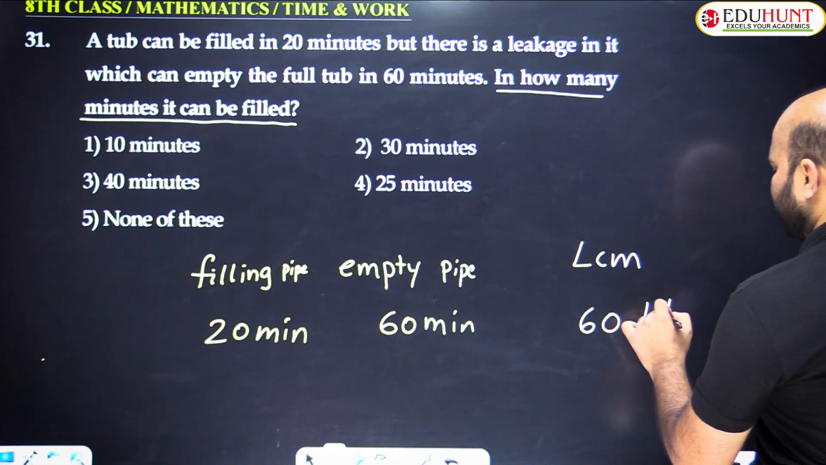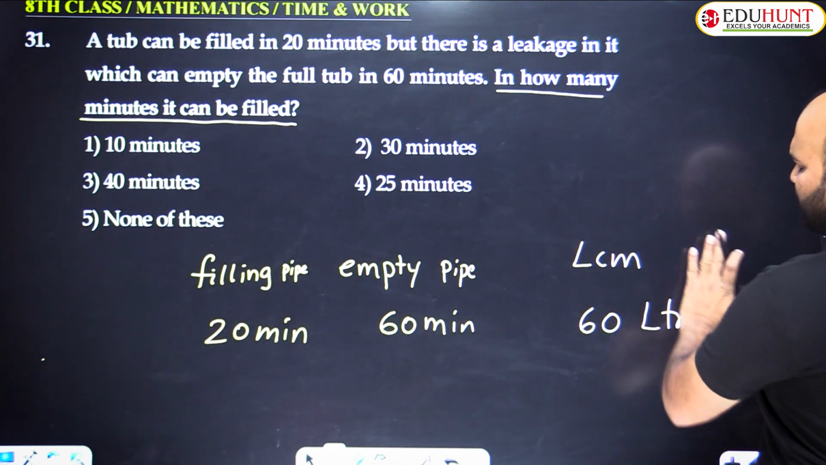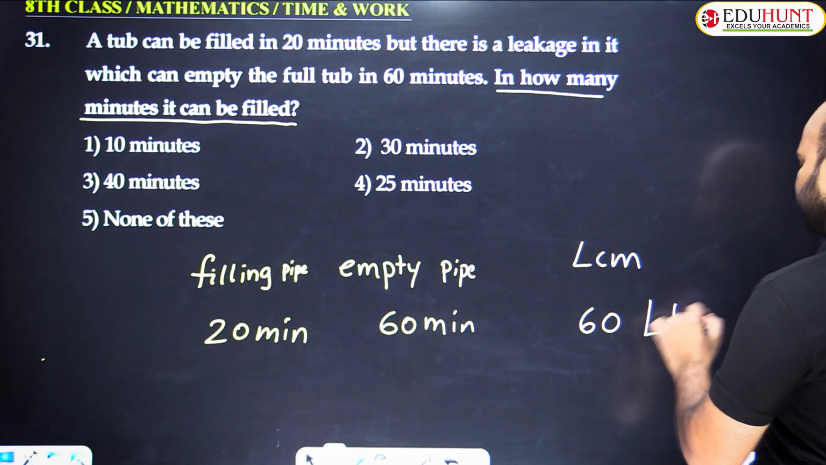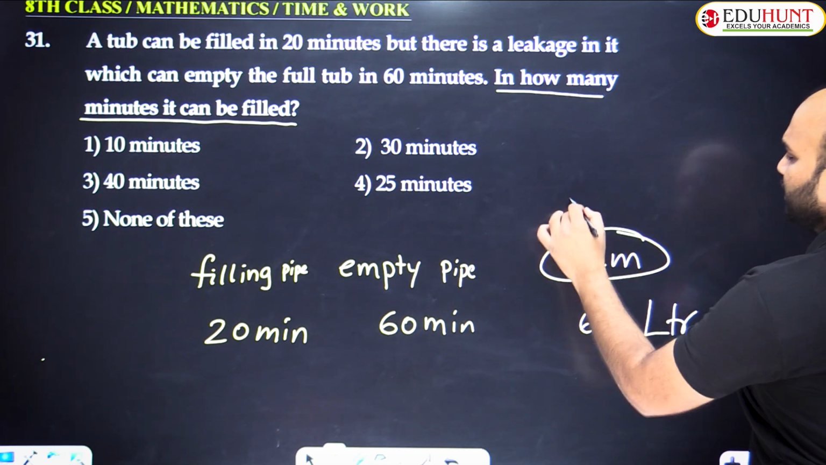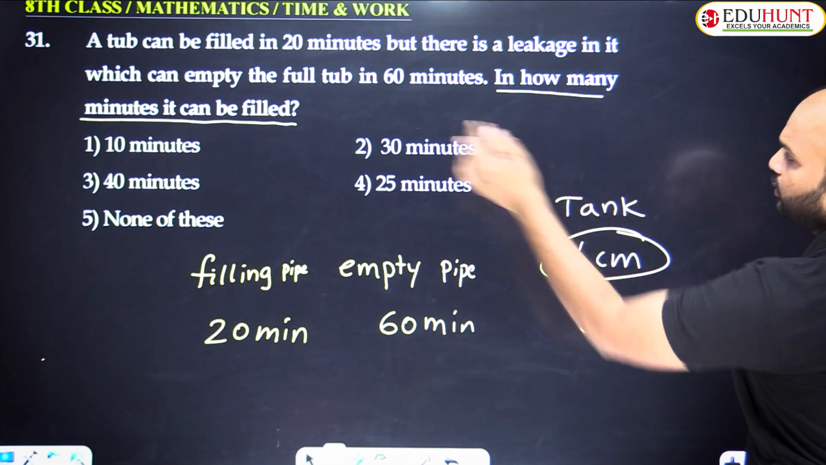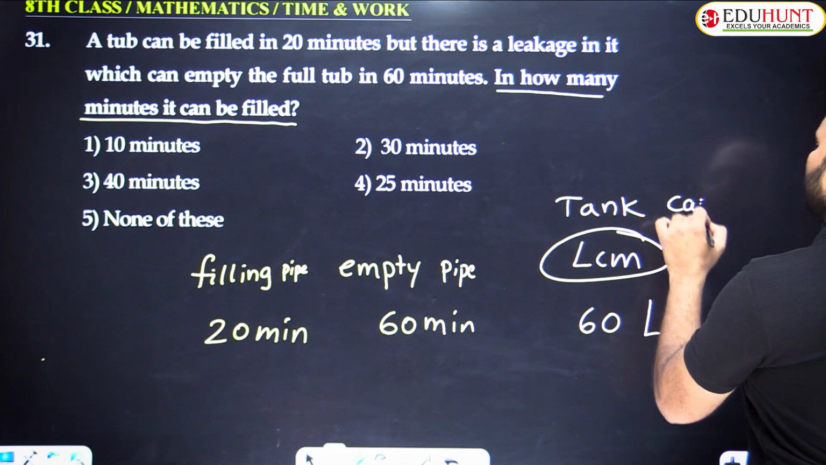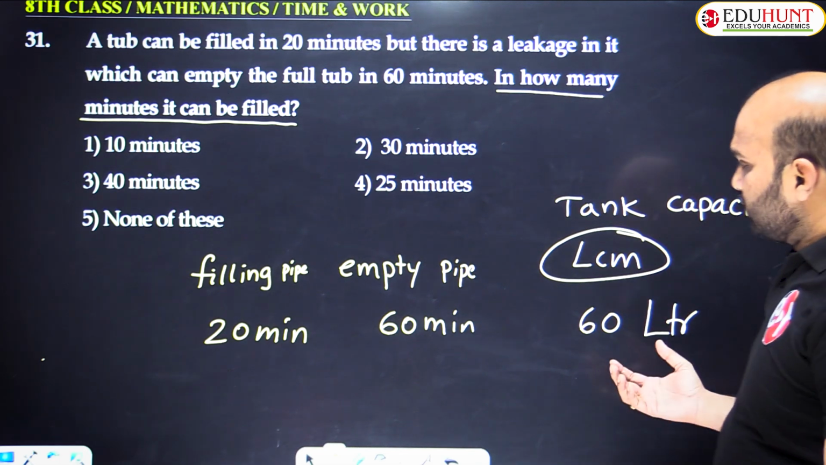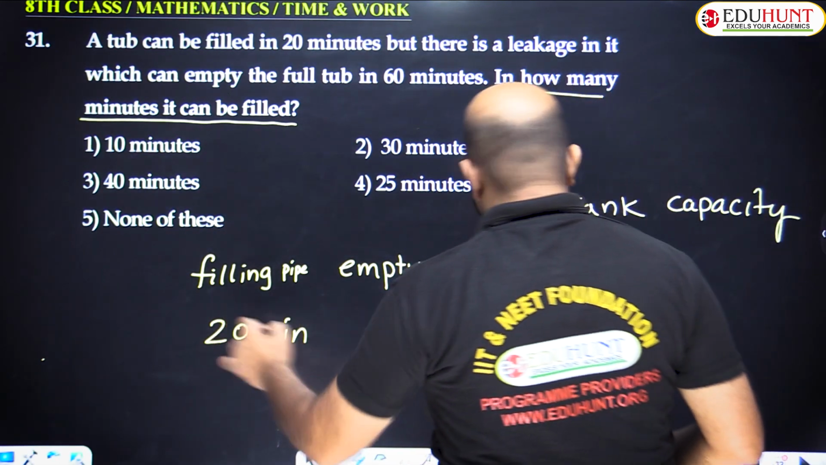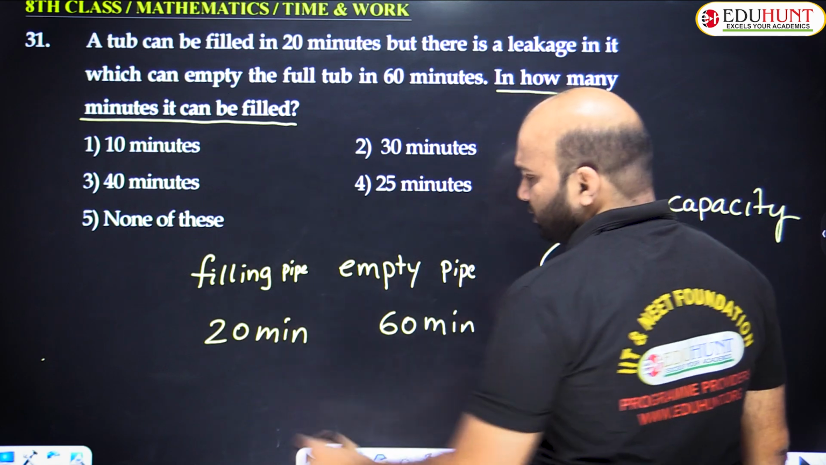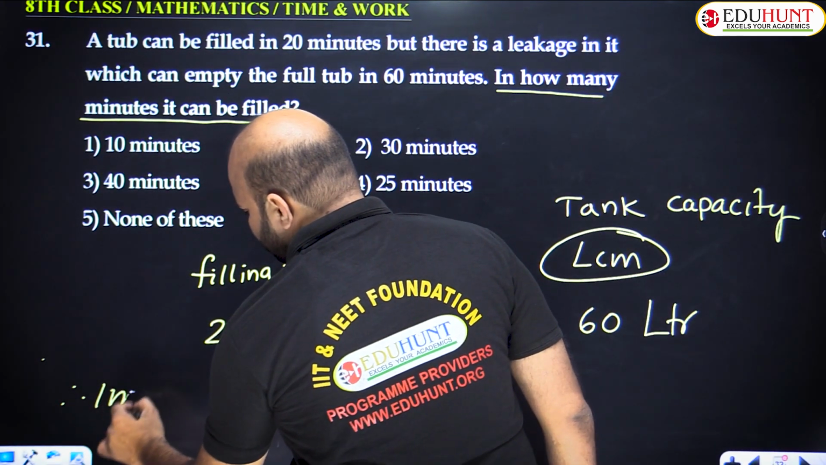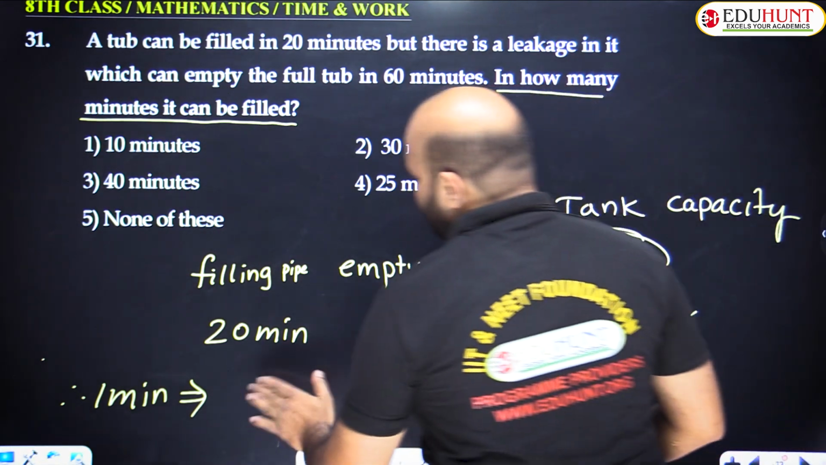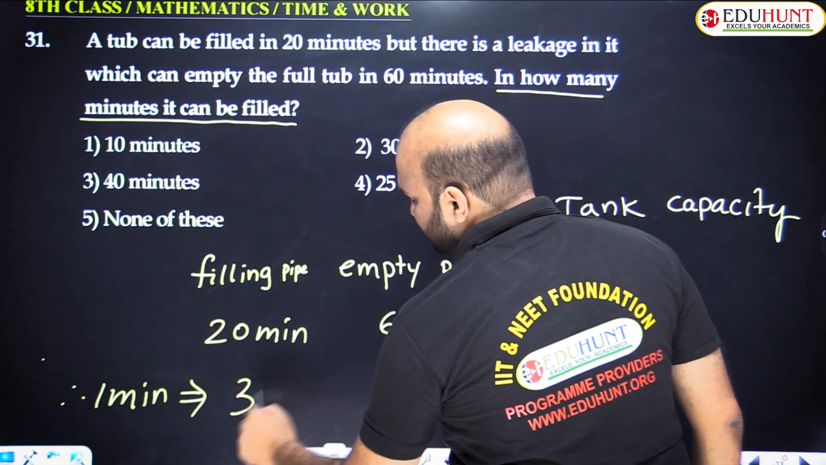Let us consider the total capacity of the tank as 60 liters. This LCM always depends on the capacity of a tank. So the filling pipe can fill the 60 liter tank in 20 minutes. First we have to take 1 minute of work. In each 1 minute, how many liters can be filled? 3 liters.